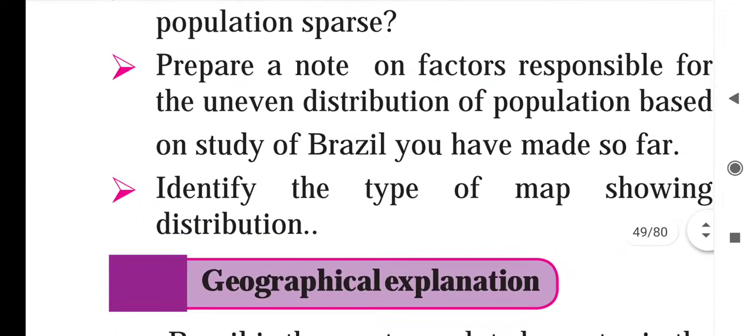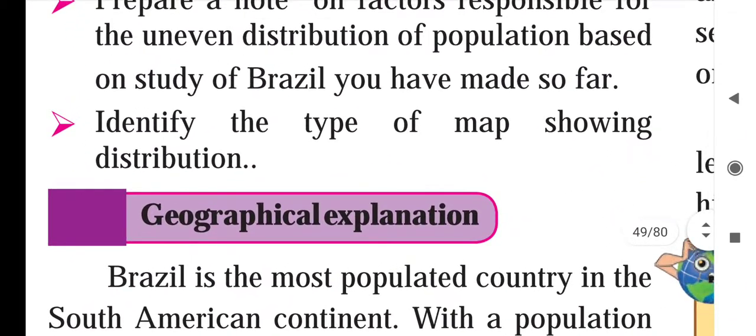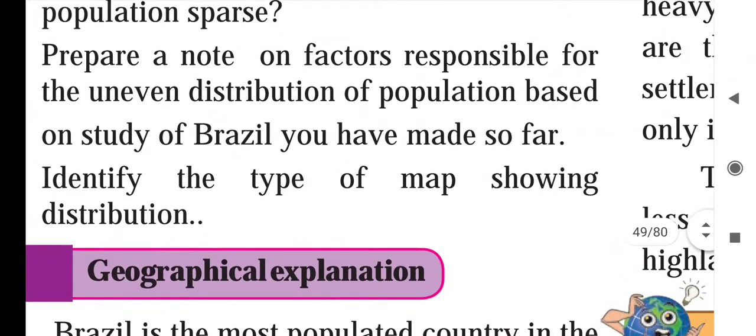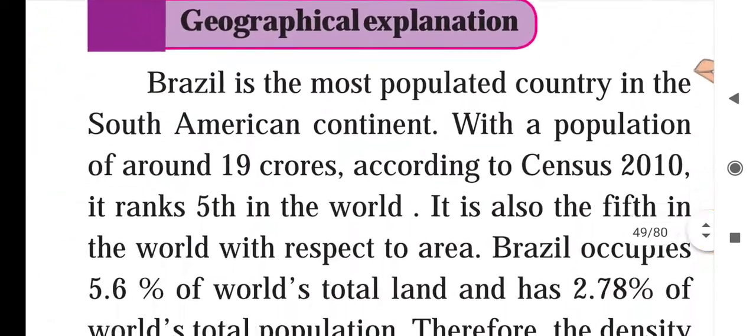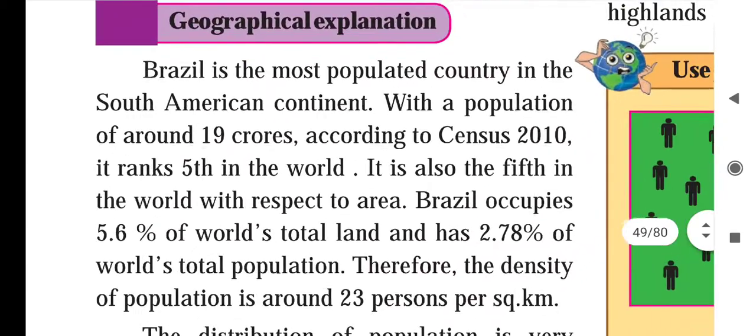Okay, now what is said? Identify the type of map showing distribution. So we have seen that it is the dot method, not a choropleth map.